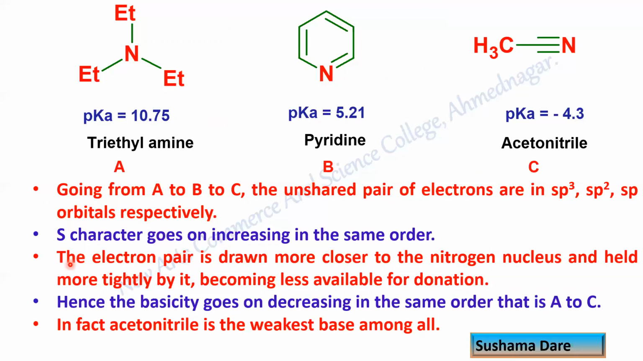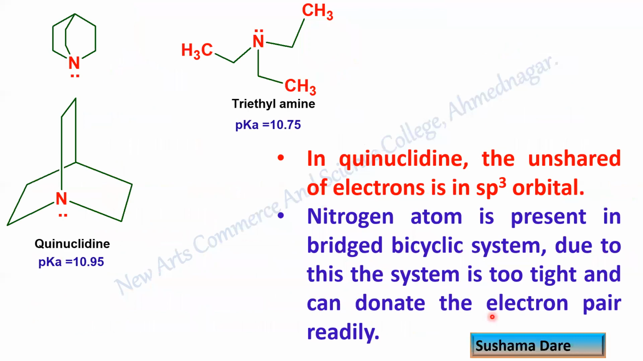As the s character increases, the electron pair is drawn closer to the nitrogen nucleus and held more tightly by it, becoming less available for donation. Hence, the basicity goes on decreasing in the same order, that is A to C. In fact, acetonitrile is the weakest base among all. So, as the unsaturation increases, or the sp3 changes to sp2 changes to sp, the basicity of amines goes on decreasing.